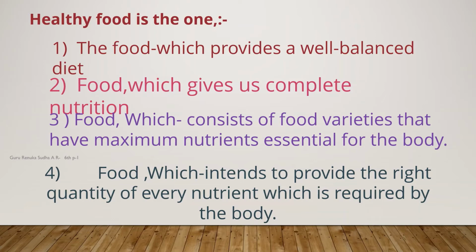So let us recall which food is going to be considered as a healthy food. The food which provides a well balanced diet, which gives complete nutrition to our body, which consists of food varieties that have maximum nutrients which are essential for our body, and the food which intends to provide the right quantity of every nutrient which is required by the body. So that type of food we call a healthy food.